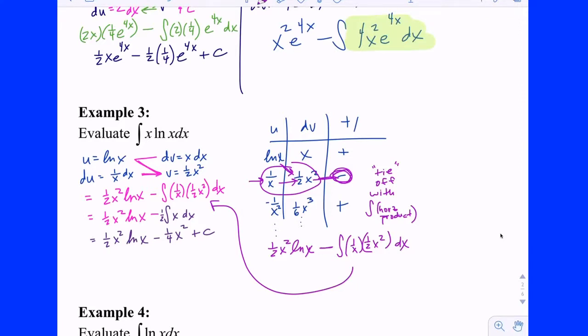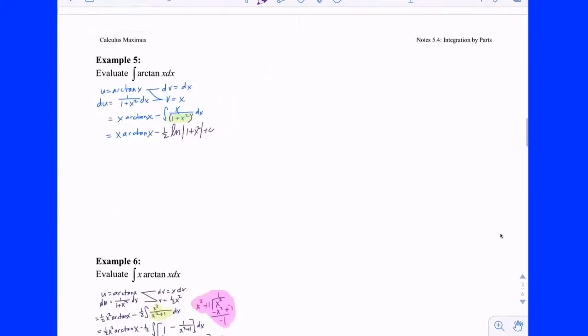So you can use the tabular method every time. You just have to realize, after I take that first diagonal, let me look to tie it off. Can I integrate the horizontal product if it doesn't expire to 0? If you can, tie it off. If not, take another diagonal product, pick up your next sign, look to see if you can tie off the next horizontal product, and so on and so forth. So there's that little caveat to the tabular method.